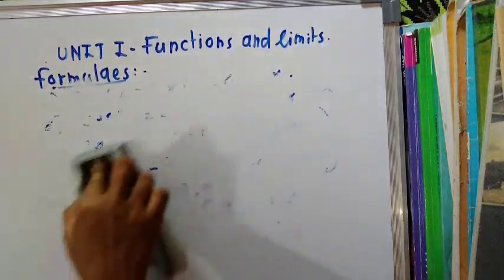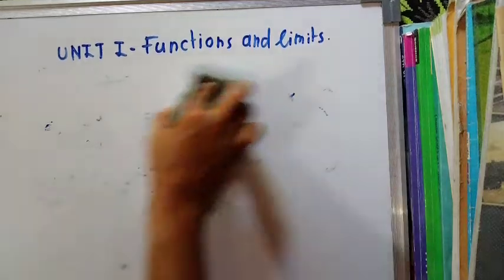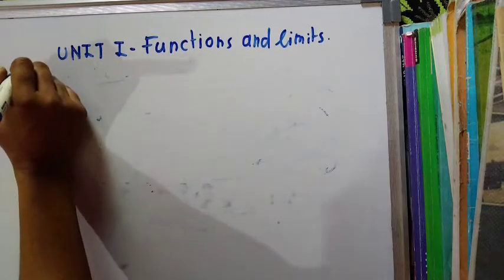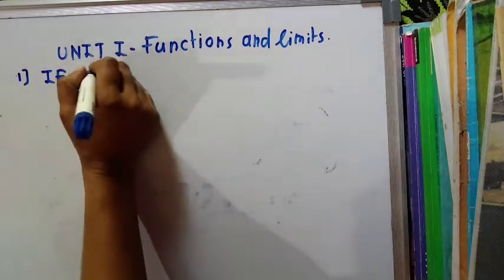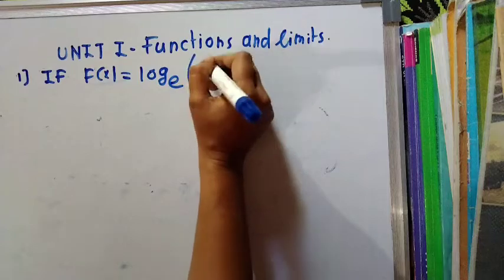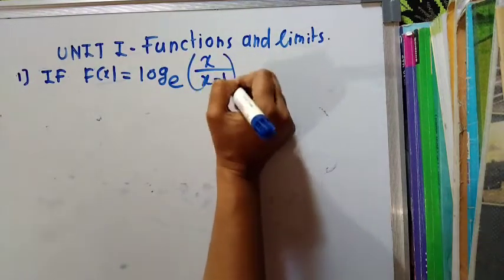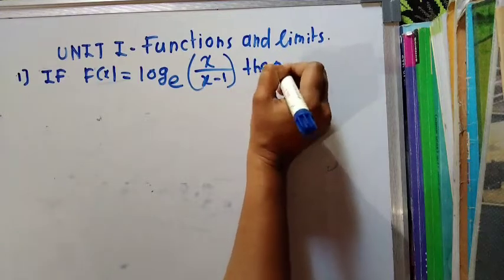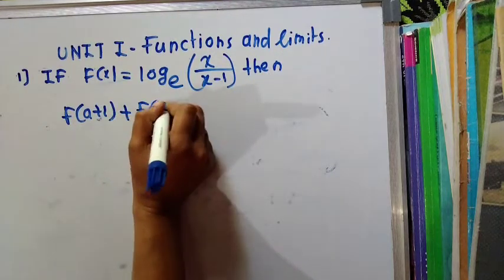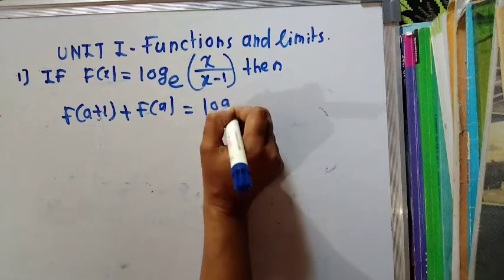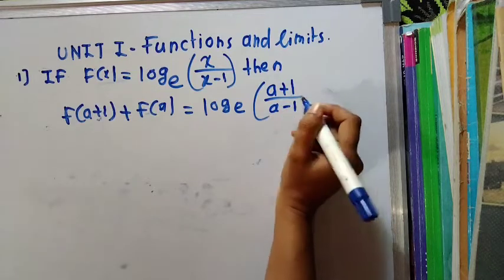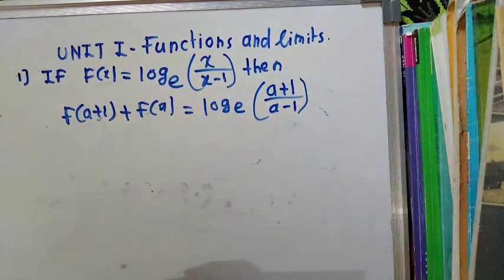Then first, if f of x is equal to log e x divided by x minus 1, then f of a plus f of a, which is equal to log e a plus 1 divided by a minus 1.